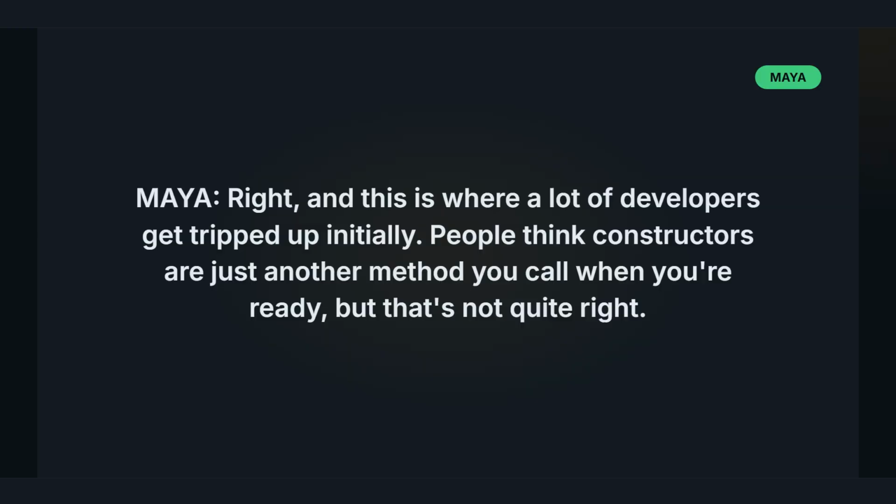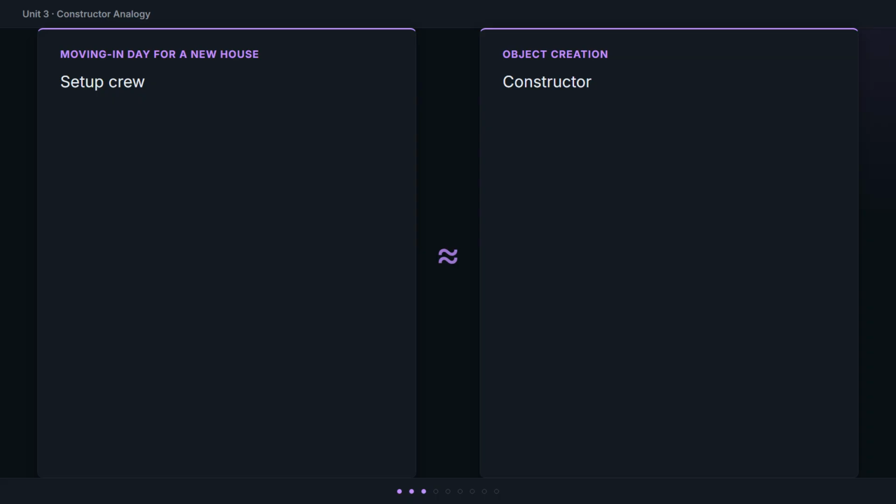Right, and this is where a lot of developers get tripped up initially. People think constructors are just another method you call when you're ready, but that's not quite right. The key insight is that constructors aren't called later, they run automatically at the moment of creation, like a setup crew that activates when a house is built. Think of it like moving in day for a new house. It's the process that gets everything ready and set up when the house, which is your object, is first created. The lights need to be flipped on, the thermostat set, the furniture positioned, all those details that make it livable.